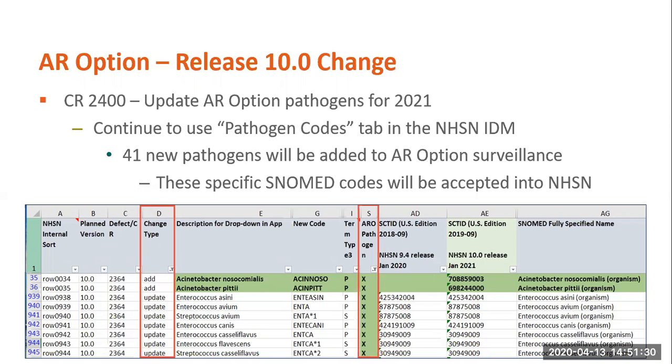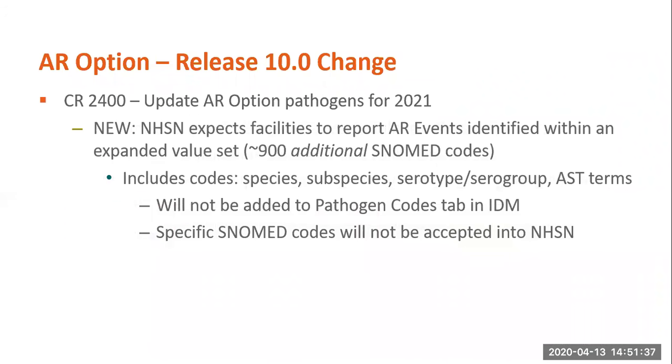So that is what you're all used to. What is new for 2021 is that we will expect facilities to report AR events identified within an expanded value set. This value set includes around 900 additional SNOMED codes. So these extra codes include species, subspecies, serotype and serogroup, as well as antimicrobial susceptibility terms that we don't currently capture.